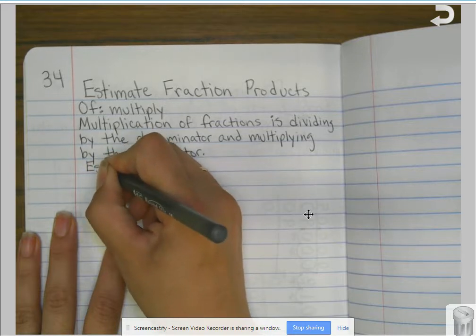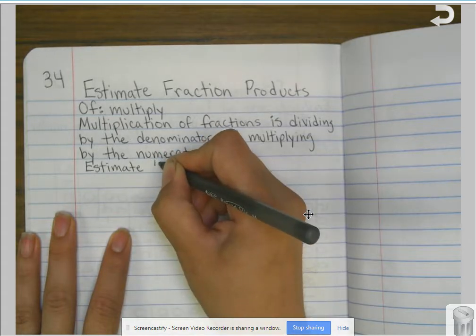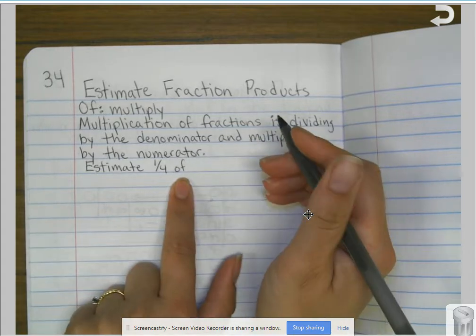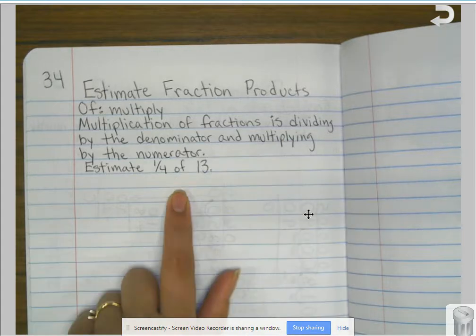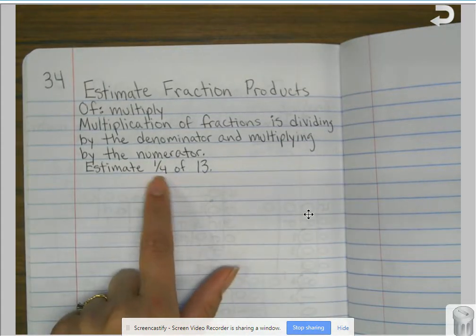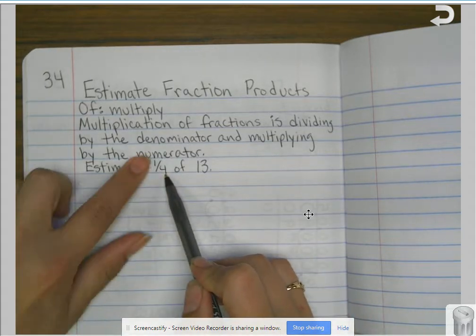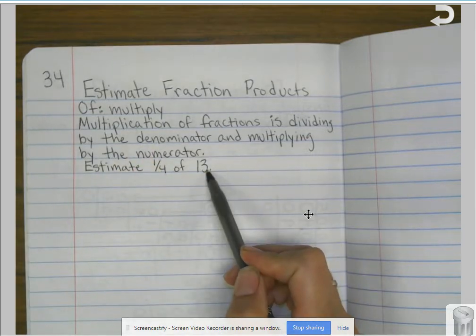Estimate 1/4 of, oh, there's our keyword of, we're multiplying this fraction, of 13. Okay, now if we want 1/4 of that, that means we need to divide by 4 and then times by 1. Or in this case, we want one group of the 4 pieces. Will 13 divide evenly by 4? No, but what's a number that's very close to 13 that will easily divide by 4?